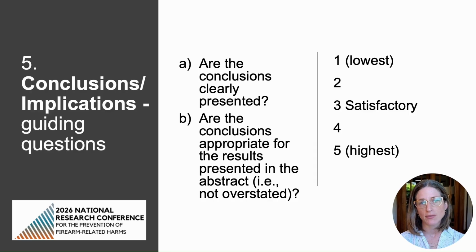The final section of the abstract is the conclusions. Here we're looking to see whether the conclusions are clearly presented and they follow logically from the results that are presented. So you want to avoid overly broad statements like firearm violence is a serious public health problem, and stick more to conclusions or implications that stem directly from the study that you've completed and the addition that they make to the literature. It's also important here that if you presented preliminary findings in the results section, your conclusion should be aligned with that stage of your study. So the conclusion should acknowledge that the study is in progress and that the final results and conclusions might differ.